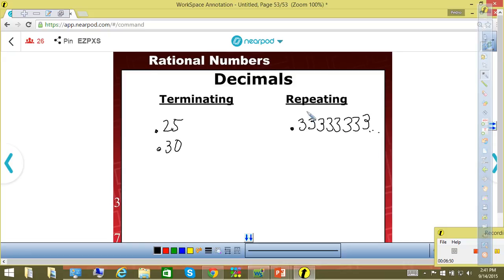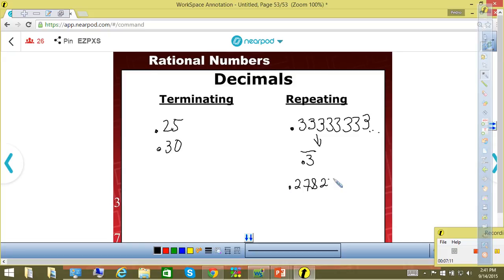0.333333333, and it continues. That's what we call what? Repeating. And if we call it repeating, then we need to write it like this: 0.3 bar. Remember that? This is more like a review of what we've seen in the past, right? How about if we have this?